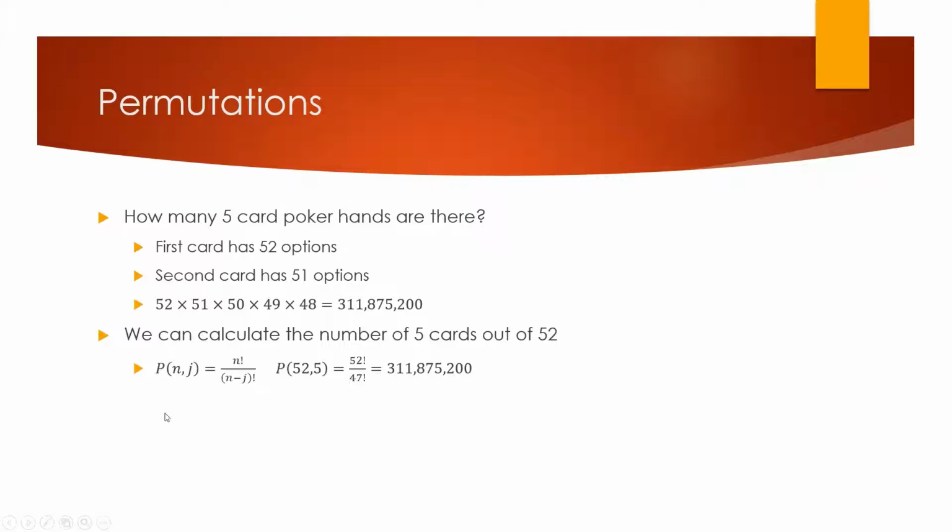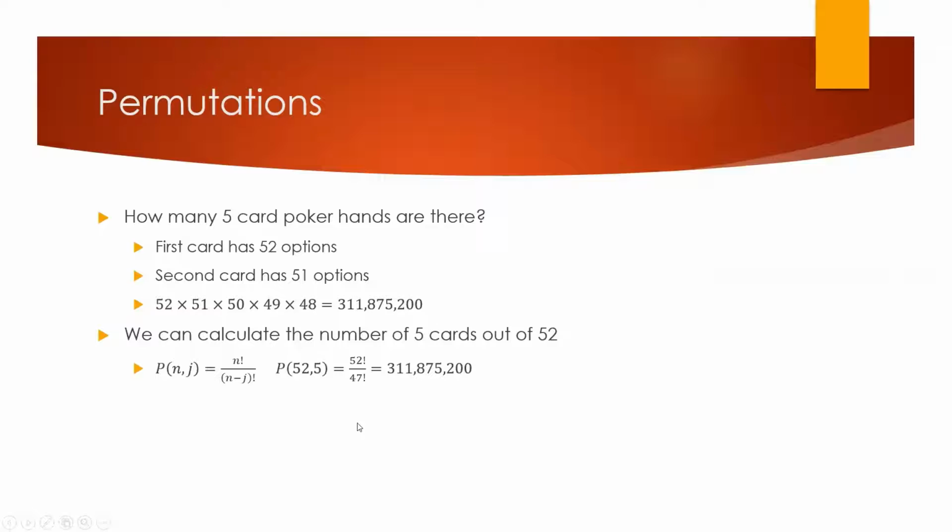We can say that the permutation is equal to n factorial, where n is equal to the total number of options that we have, over n minus j factorial, where j is the number of things that we're looking at out of the greater set. So if we have a set of 52 cards, n is 52, and if we want to know 5-card hands, j is 5, and we take 52 factorial over 52 minus 5 factorial, which is 47 factorial.